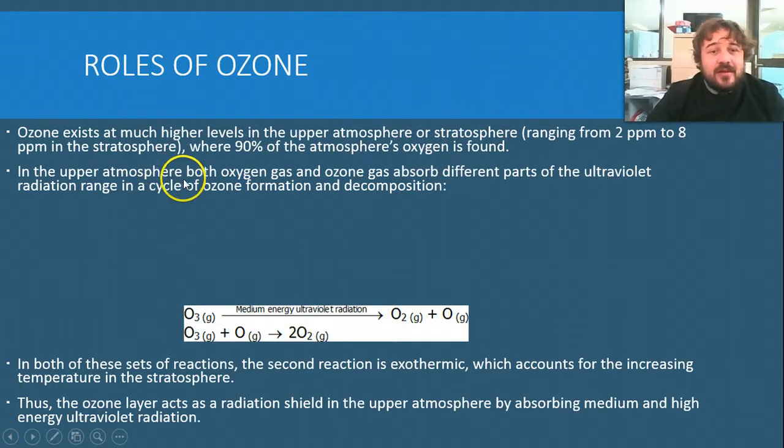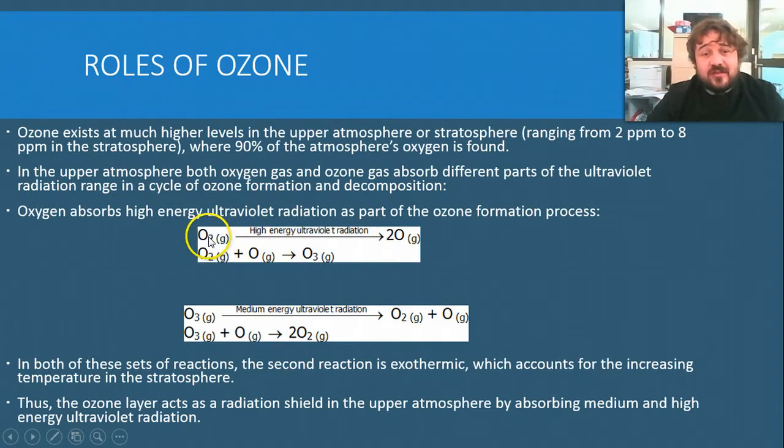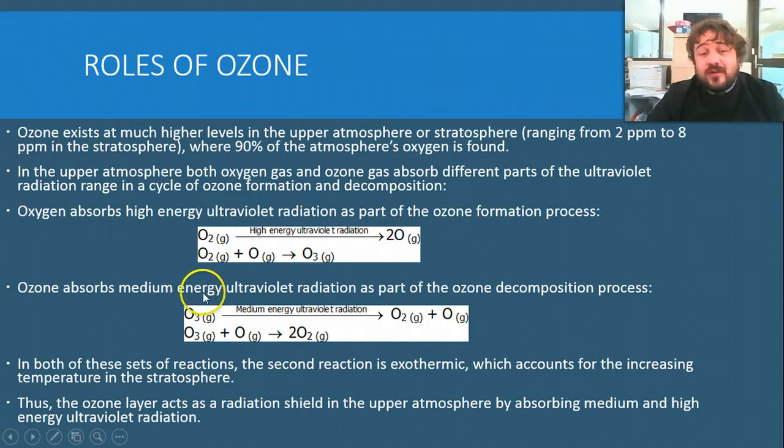In the upper atmosphere, both oxygen gas and ozone absorb different parts of the ultraviolet spectrum, and it creates a cycle, which we'll see here. Oxygen absorbs high energy ultraviolet radiation as part of the ozone formation process. This gives us 2 oxygen free radicals. The oxygen free radical then joins up with another oxygen, and here we have ozone. Ozone absorbs medium energy ultraviolet radiation, and this is what decomposes it.